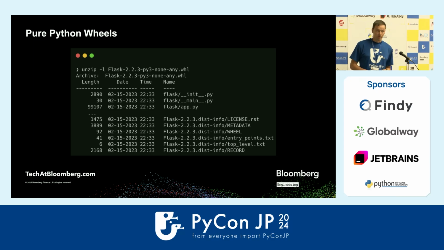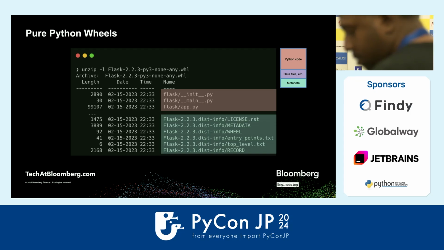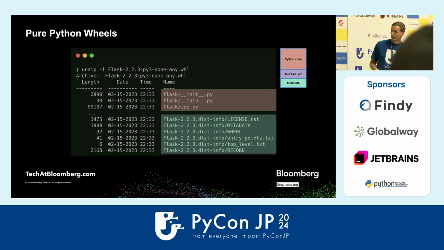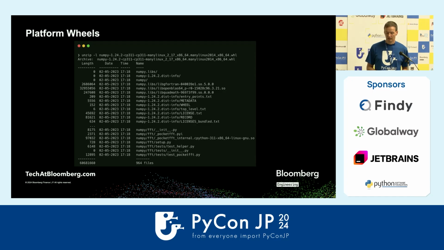Let's look at the contents of a wheel just to see what these look like. So this here is a pure Python wheel, and this is the very popular Flask project. It's a pretty simple wheel, and you can see here we have Python files up there, and we have some metadata. Pretty simple stuff. Now, when it comes to platform wheels, they are somewhat more complicated.